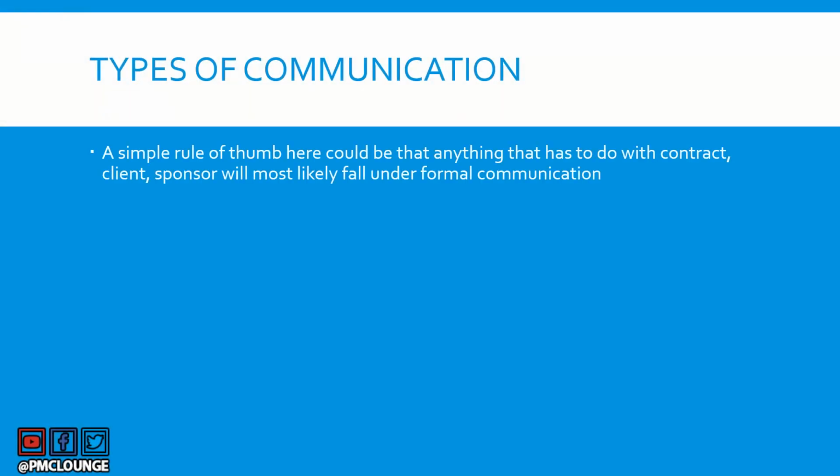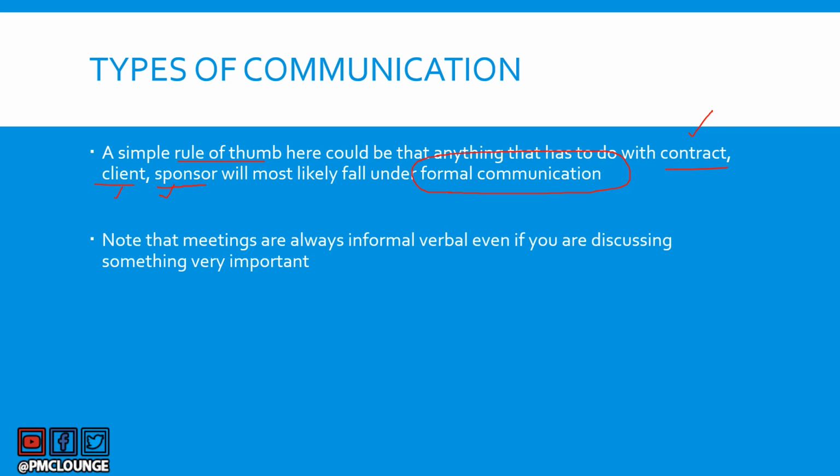All right, two quick points before we see some examples. Wherever you see contract, client, or the sponsor, the project sponsor, a rule of thumb that you can remember is that communication regarding these three will always be formal, be it formal verbal, be it formal written. Wherever you see contract, wherever you see a client or a sponsor, the communication is going to be formal communication. Now, you also need to note that meetings are always informal. So no matter what you're discussing, no matter how important the topic of the meeting is, a meeting is always considered informal verbal type of communication.